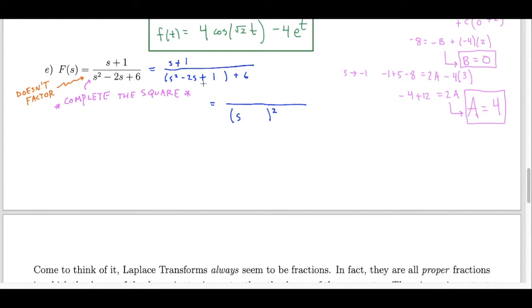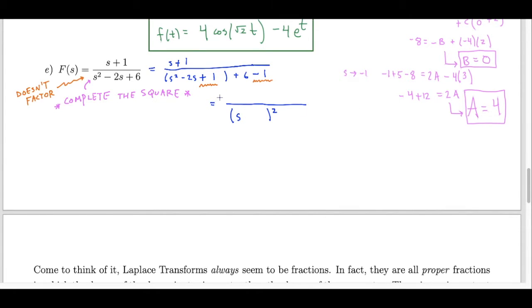Now, if I introduce a new 1 here, that changes the overall value of my denominator. So to make sure that my overall denominator doesn't change, I have to also subtract off whatever that new term was that I added. So completing the square really boils down to, in this case, adding and then subtracting a term so that this quadratic will factor perfectly.